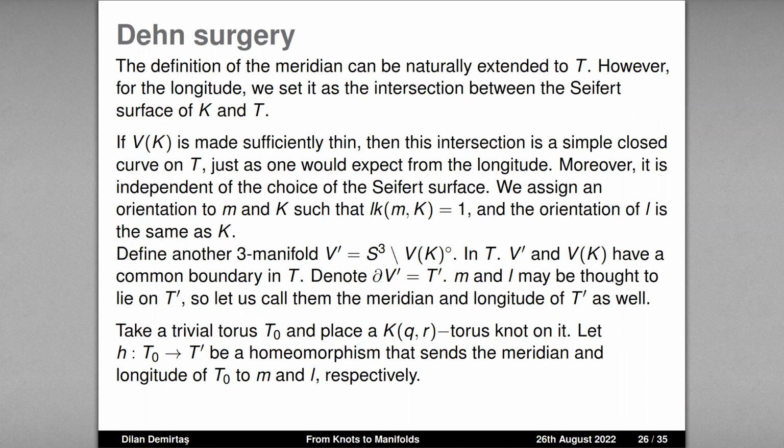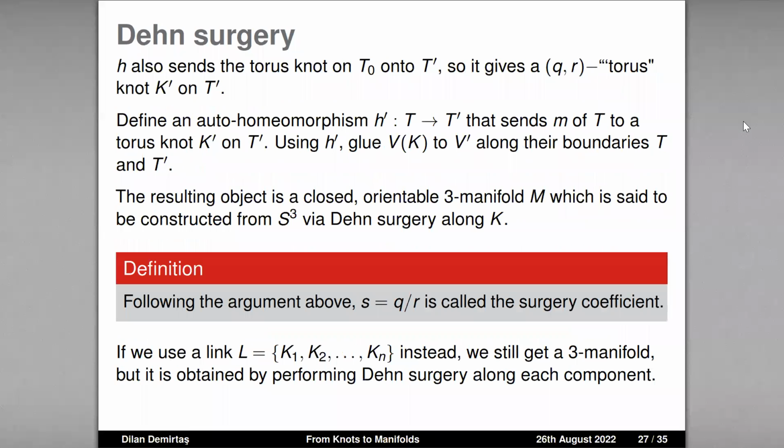And we take a trivial torus T0 and place a torus knot on it. Then we let H be the homeomorphism from the trivial torus to T prime that sends the meridian and longitude of the trivial torus to M and L. And this homeomorphism also sends the torus knot on the trivial torus onto the boundary of the tubular region. So it gives a torus knot K prime on T prime.